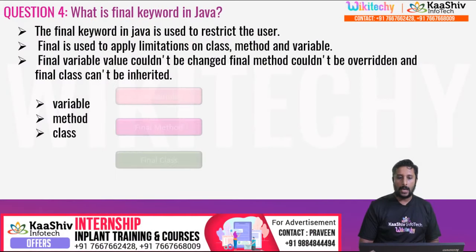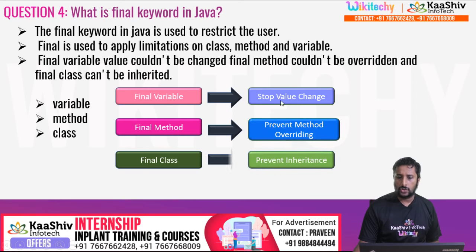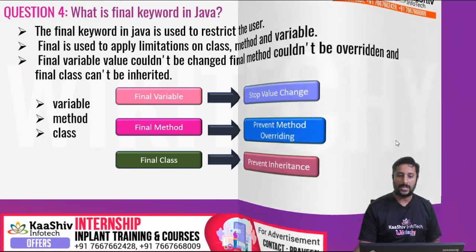So let's see how we are going to use it. A final variable will stop value changes. A final method prevents method overriding. So if a method is declared final, you can't override it. And a final class prevents inheritance. You can't create any child class. So this is how the final keyword is used in Java.